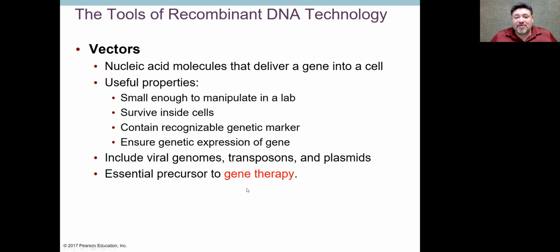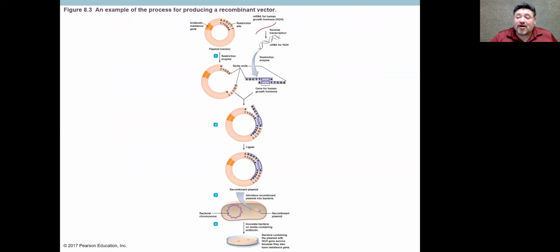And again, gene therapy is the ability for us to deliver some gene into a host in order to produce a protein for that host, okay? So those are vectors, delivery of DNA, of the nucleic material, DNA, or even RNA. Here's our author's attempt at elucidating for you the manufacture of a recombinant vector.